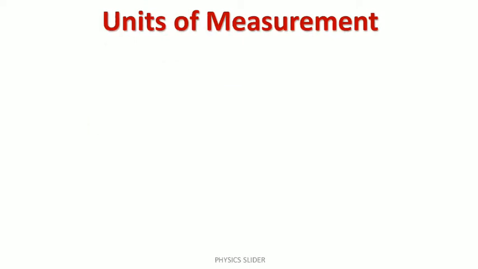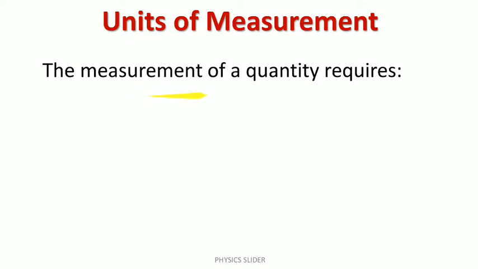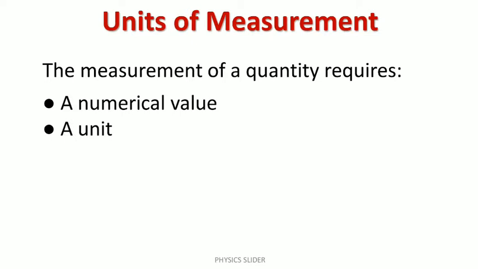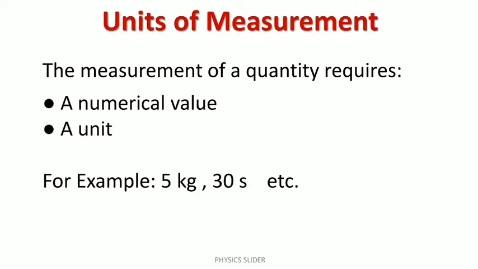So we can say that the measurement of a quantity requires a numerical value and a unit. These are the two things that we need for the measurement. For example, 5 kilogram. In this measurement of mass, that is 5 kilogram, 5 is the numerical value and kilogram is the unit. In the measurement of time, 30 seconds, 30 is the numerical value and second is the unit.